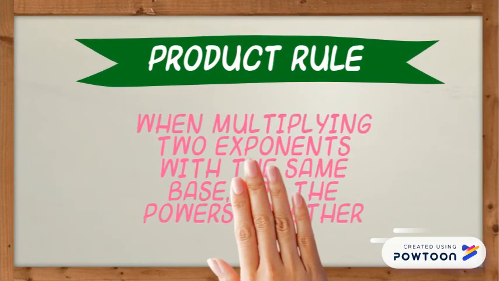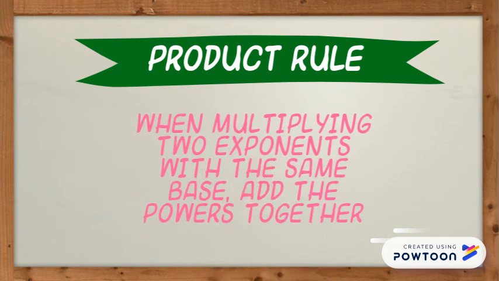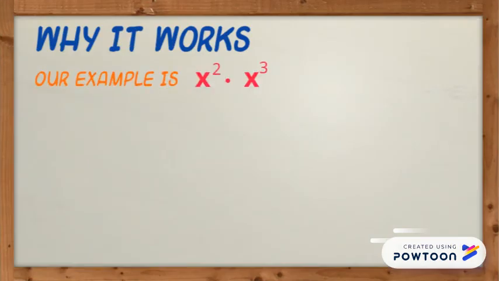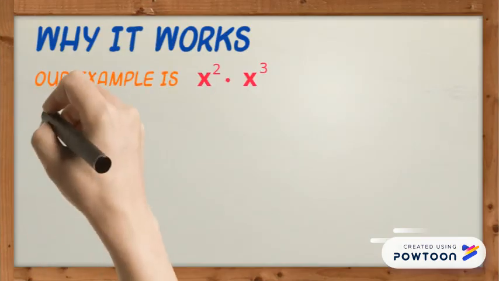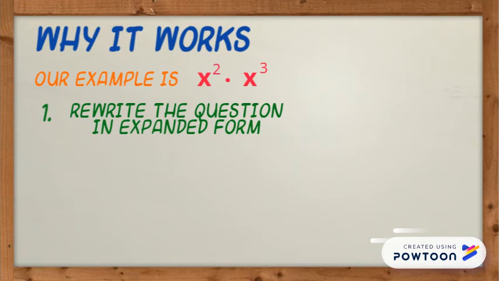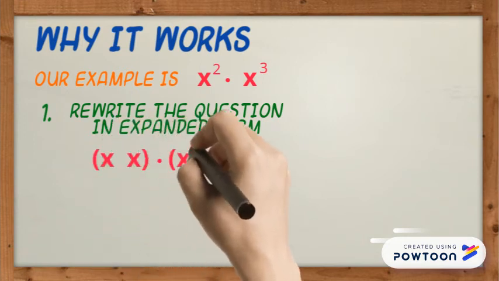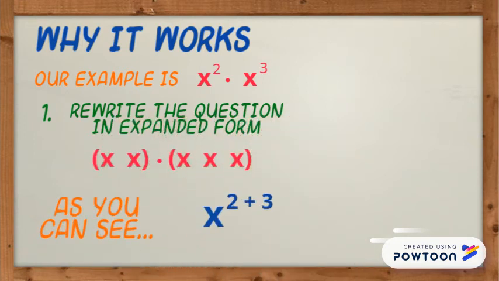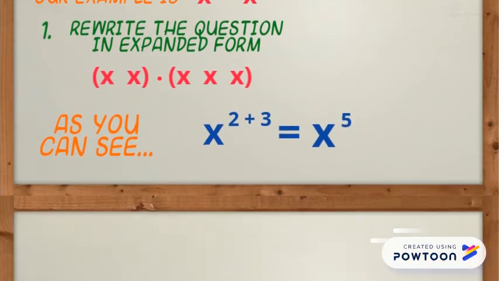Product rule. When multiplying 2 exponents with the same base, add the powers together. Why it works. Our example is x squared times x cubed. Let's rewrite the question in its expanded form. X times x times x times x times x. As you can see, there are 5 x's total, giving us x to the power of 5.